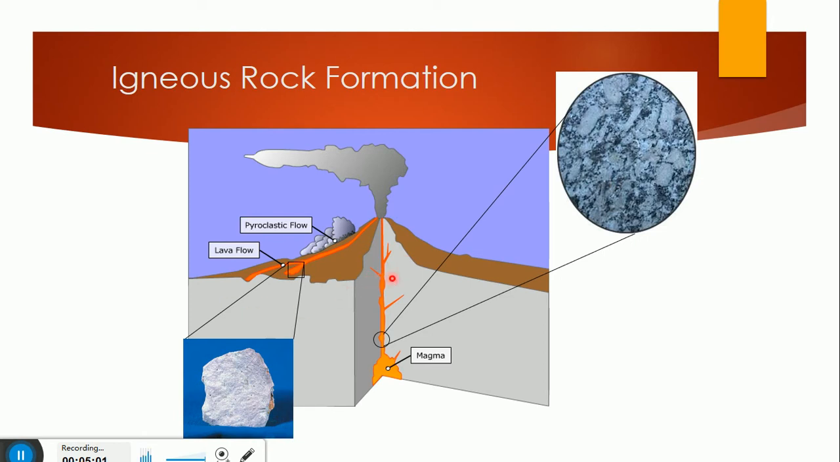And when the rocks are formed here, the rocks are called hypabyssal, and the grains are very big because it cooled very slowly.